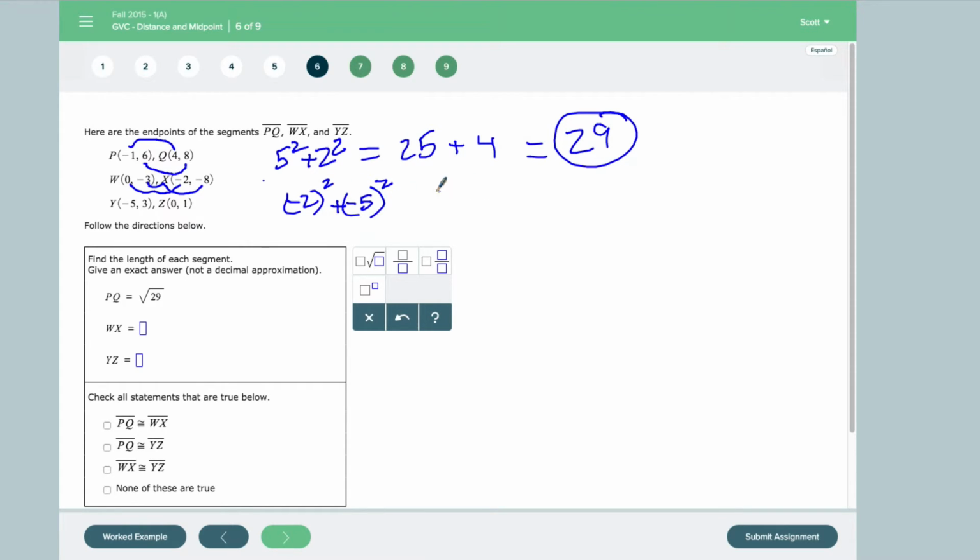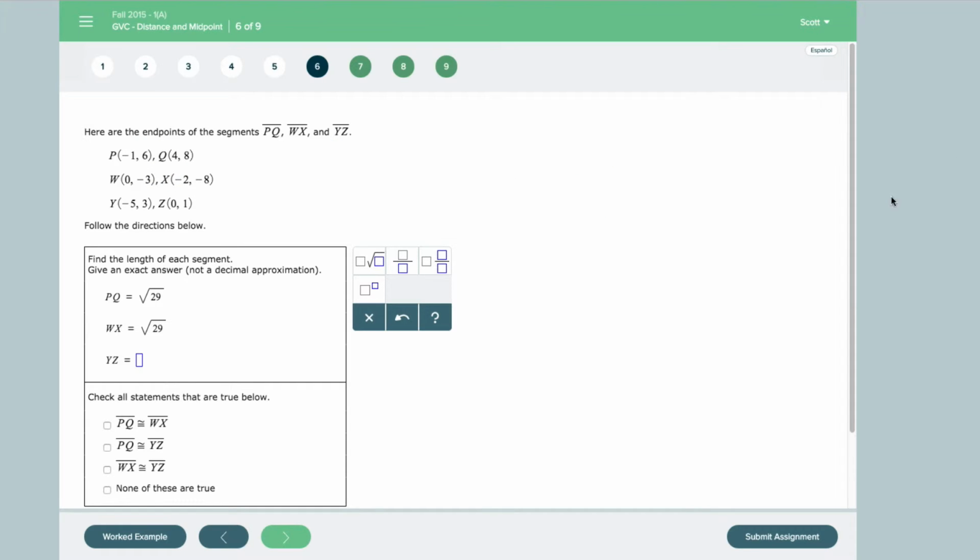Negative 2 times negative 2 is 4. Negative 5 times negative 5 is 25. 4 plus 25 is 29. So there's that answer. So we have the square root of 29. Okay. Now, I'll clear that so we have room.